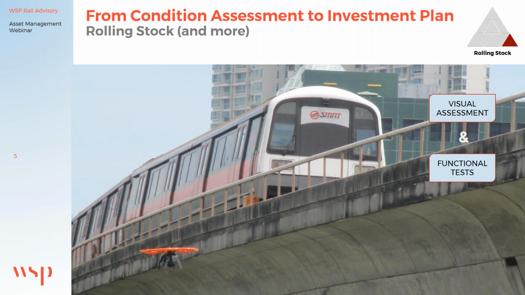The first type of assets we're looking at is rolling stock. This was actually a separate project run in parallel by Joseph Wong and his team in WSP Hong Kong and UK. They were looking at all rolling stock, signaling, electrification, electromechanical assets, power supply, escalators, and so on. They were doing basically visual assessment and functional tests on site for roughly 3 months. And the result of this was a full condition assessment for these sorts of assets.